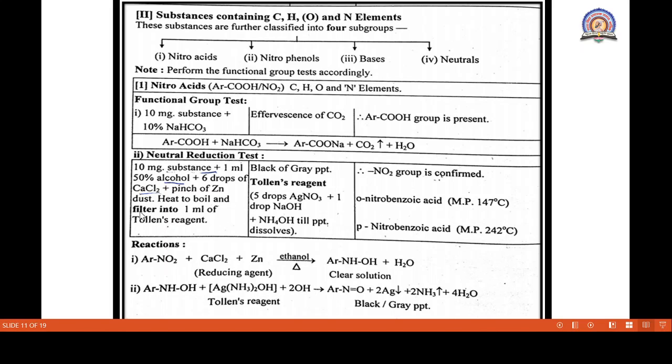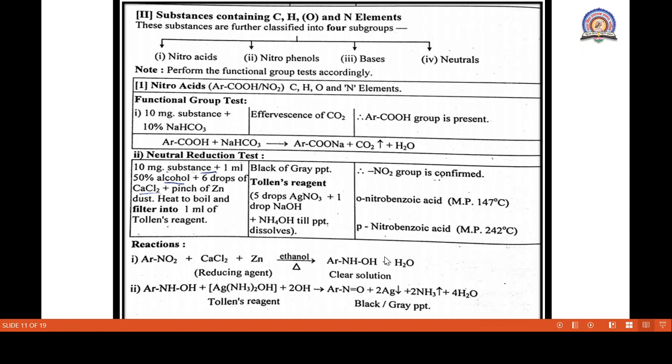So this Tollens reagent we have prepared in the previous slide. Same way we prepare it and we filter all the solution into the Tollens reagent. So a black or gray precipitate is observed. So the NO2 group is confirmed. So by this we find out whether the NO2 group is present or not. And these are the nitro acids. This test is for the nitro acids.